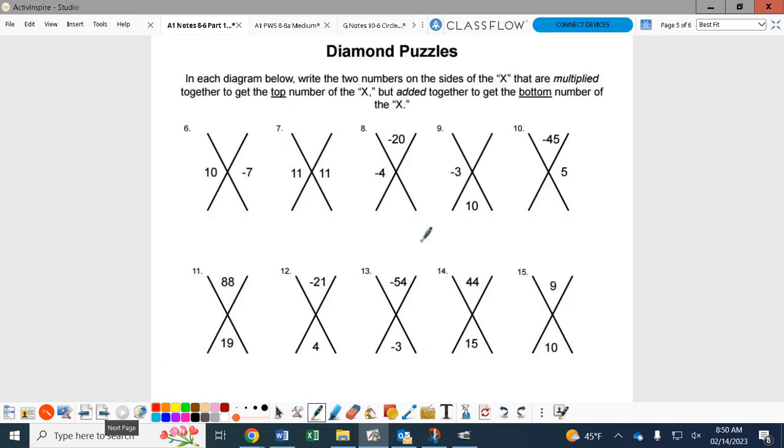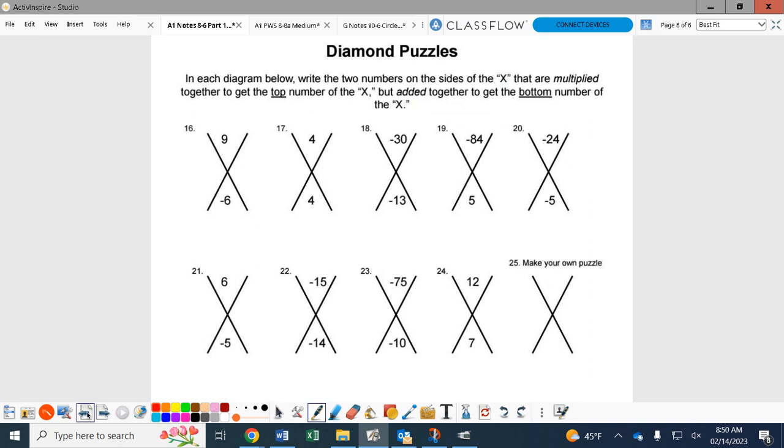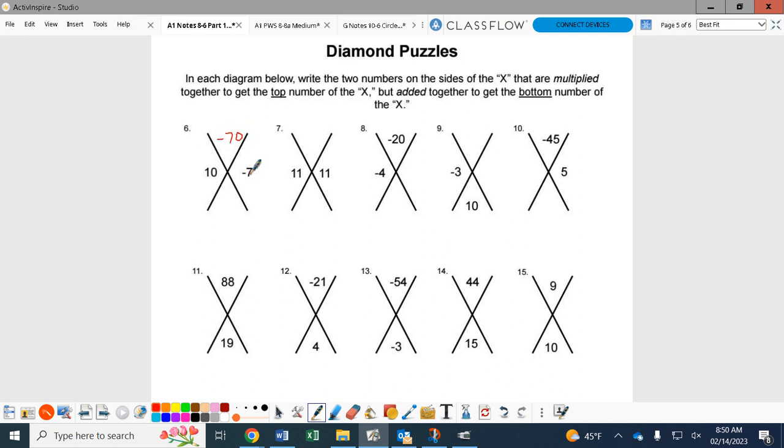So here we go. I've got a set to do with you, and then I'm going to get you to do a set. So the ones that are direct, again, this is what your worksheet looks exactly like. This is what you're going to be doing today, is all these little patterns. These are the easy ones where they give you the things on the outside. 10 times negative 7 is negative 70. 10 plus negative 7 is going to give you 3. Okay. 11 times 11 is going to give you 121. 11 plus 11 is going to give you 22.